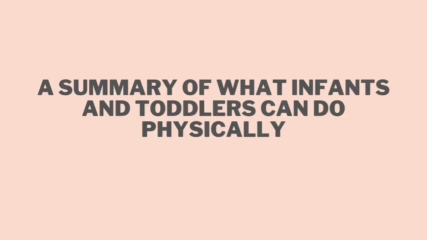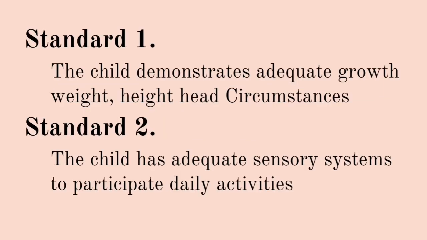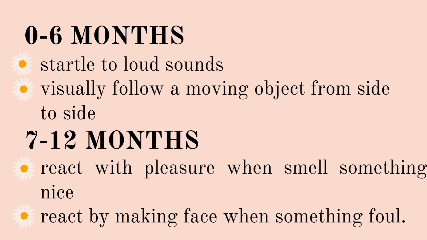A summary of what infants and toddlers can do physically. Standard 1, the child demonstrates adequate growth, weight, height, and head circumference. Standard 2, the child has an adequate sensory system to participate in daily activities. 0 to 6 months, starts to startle to loud sounds and visually follows moving objects from side to side. 7 to 12 months, reacts with pleasure when they smell something nice. Reacts by making a face when they smell something foul.